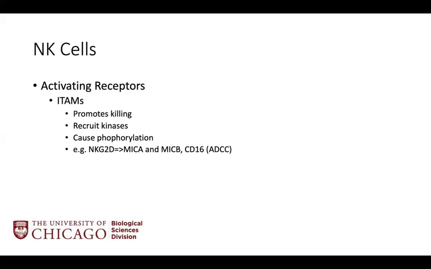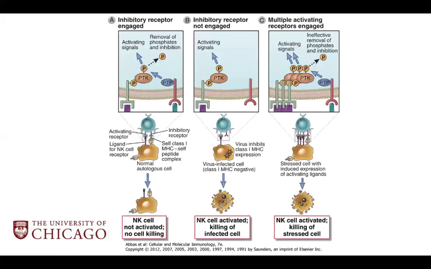There are activating receptors on NK cells that will contain the ITAMs in that tail. They promote killing, they recruit kinases, and they cause phosphorylation. The kinases add the phosphates. The phosphatases remove the phosphates, and that's inhibitory. In this case, it causes phosphorylation. And examples of activating receptors on NK cells are MICA, MICB, and CD16.